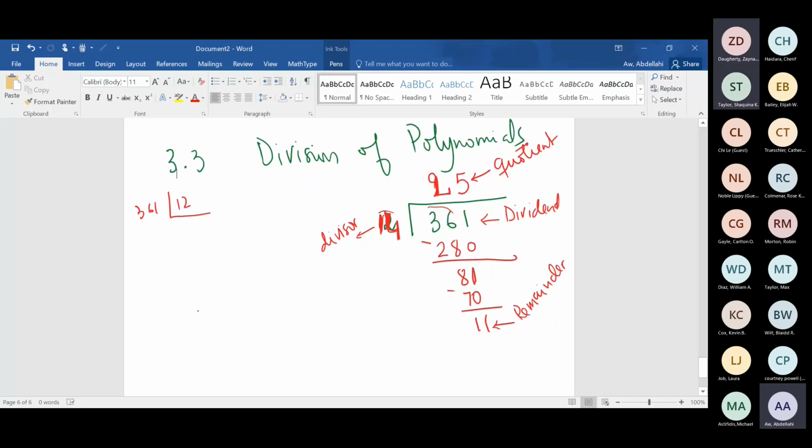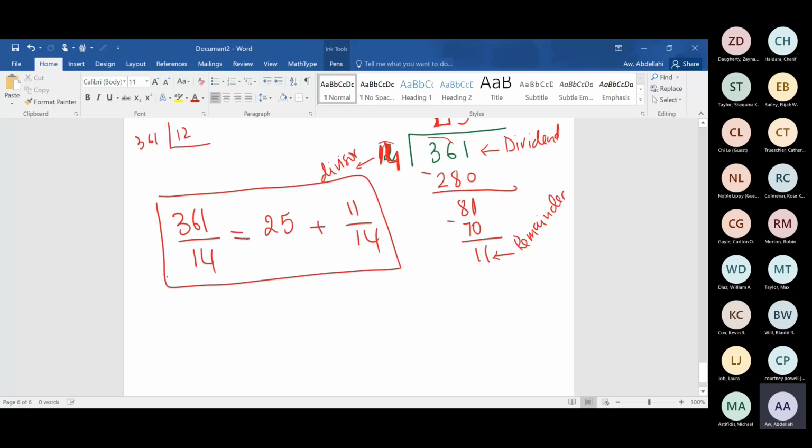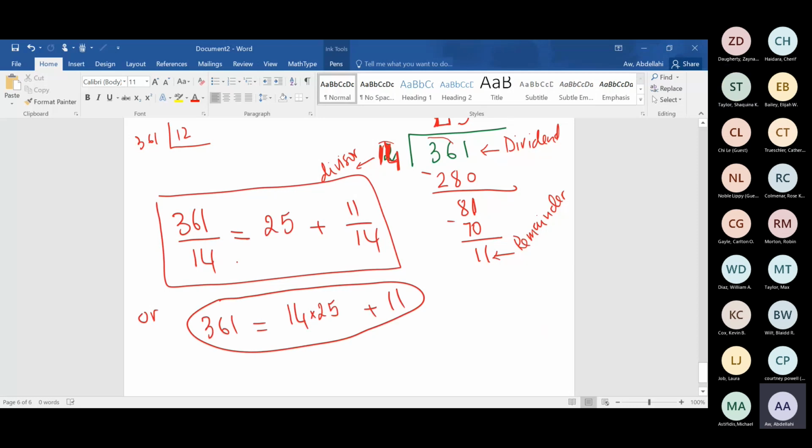And we write 361 divided by 14 is equal to 25 plus 11 over 14. This is how we summarize it, right? Or another way to summarize is, we say 361 is equal to 14 times 25 plus 11. This is exactly the same thing, okay? This way is more telling because this way tells you exactly who is the divisor, right?